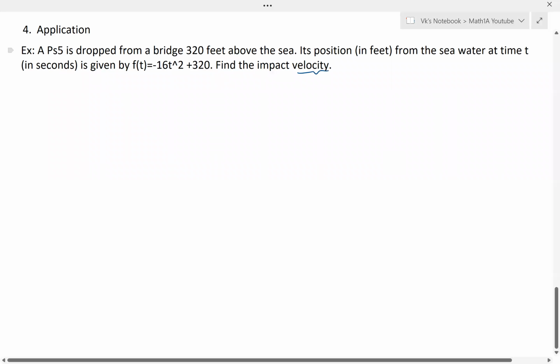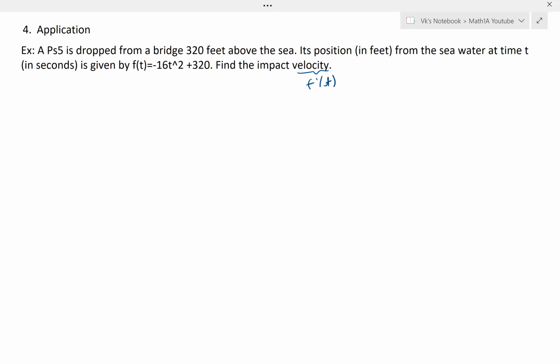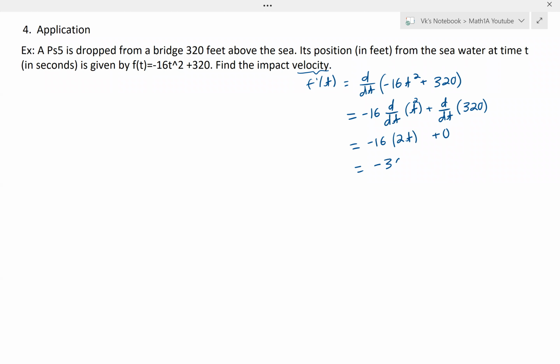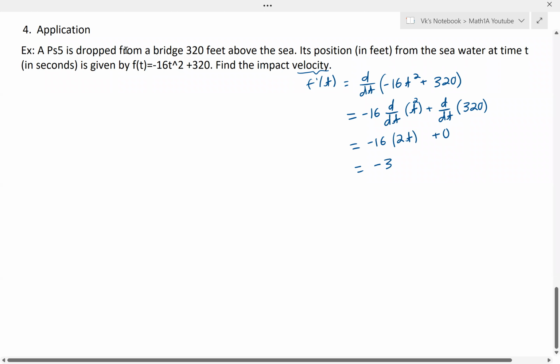We know velocity is the derivative of the position function, f prime of t, and that is d over dt of negative 16 t squared plus 320, which is negative 16 d over dt of t squared plus d over dt of 320. We have negative 16 times 2t plus 0, which is negative 32t. Yay.